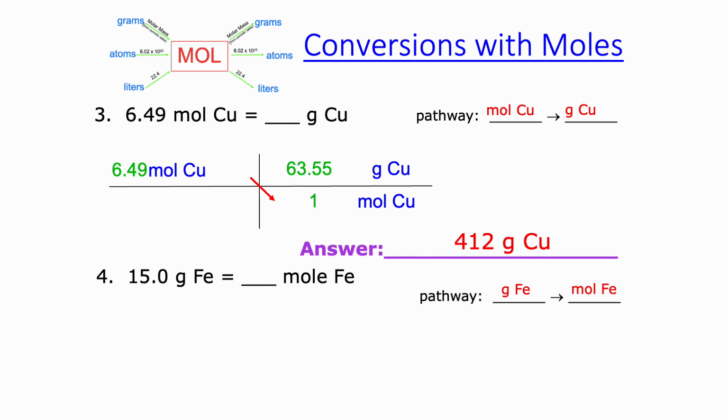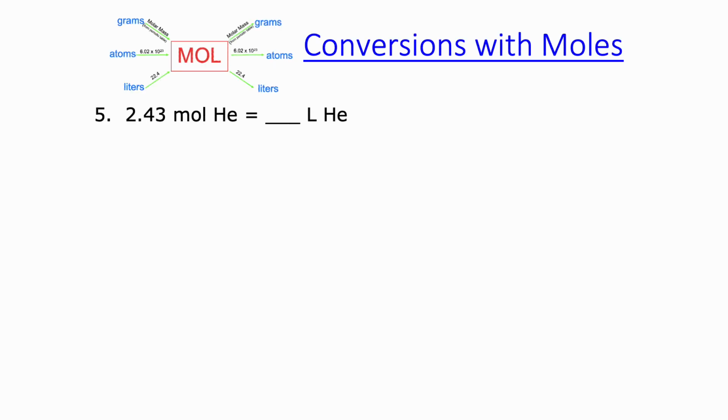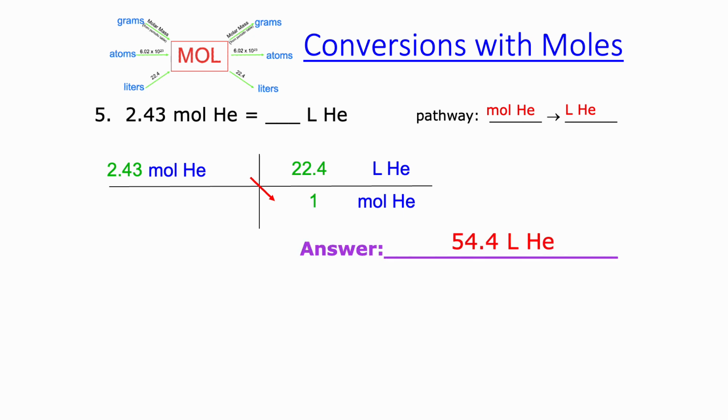So grams to moles. Pathway across the top, grams to moles. Grams on the bottom. Use the molar mass for grams per 1 mole. We need 3 sig figs. Okay, this one's moles to liters. So moles to liters. Liters is 22.4 liters to 1 mole. We need 3 sig figs.